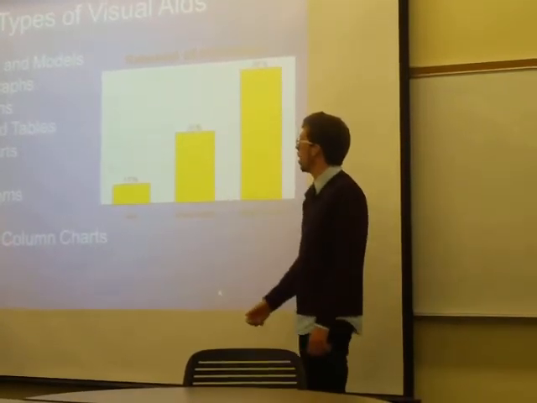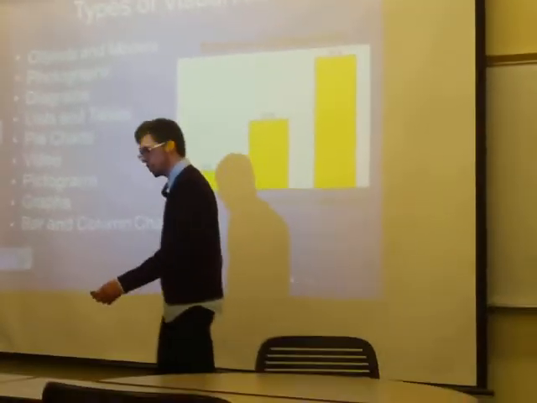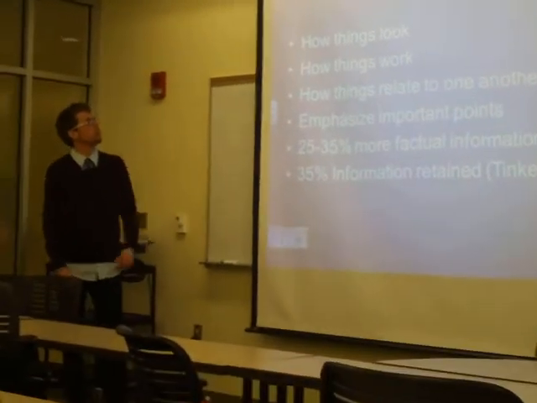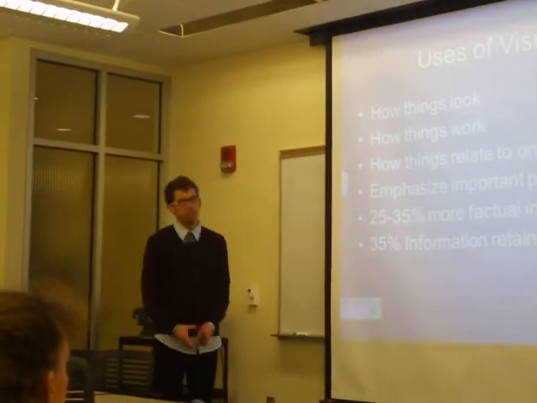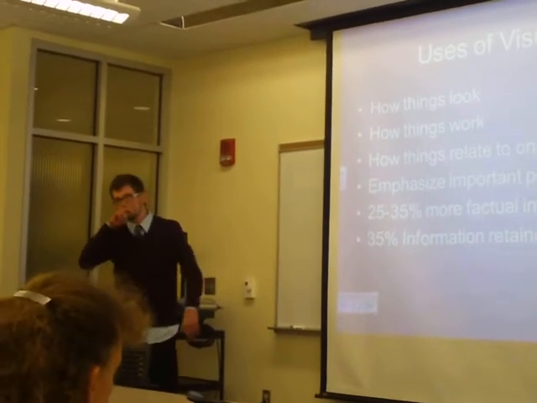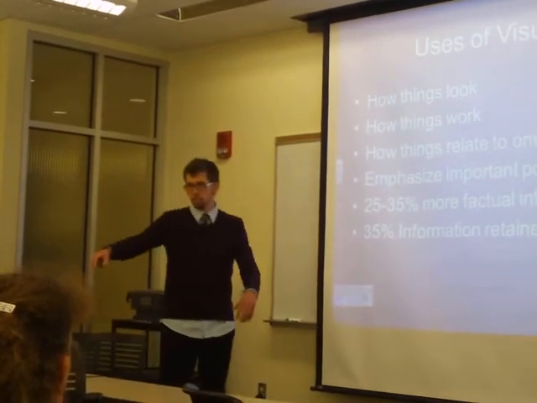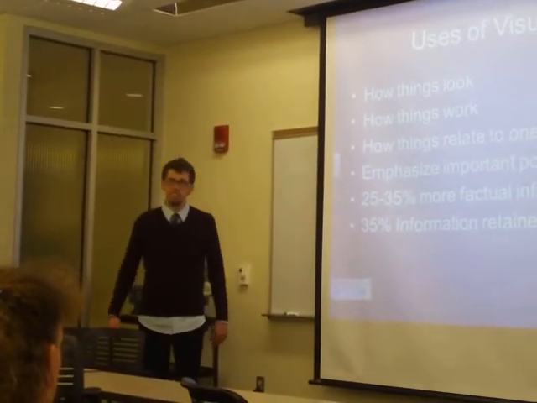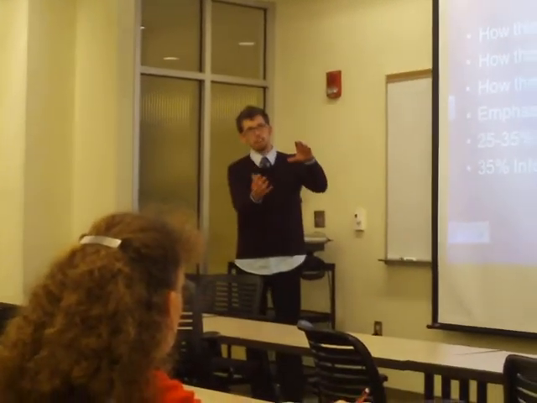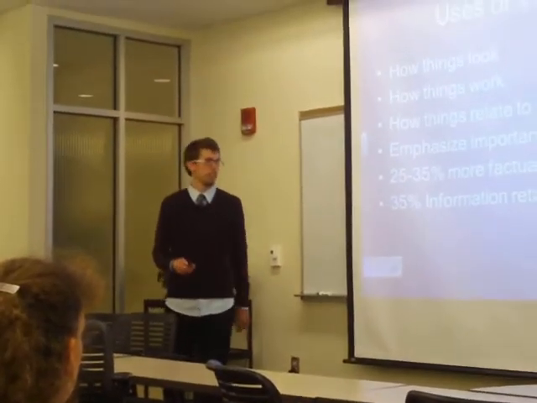Some different types: objects, models, photographs, videos, bars, and column charts, as shown. And uses of visual aids, how things look. If you're trying to tell people about a house or a room, and you're saying, well, yeah, this room is next to this room, and that's pretty big. If you use a picture and lay it out like a floor plan, people are going to be able to see it. Like, oh, okay, now I see what you're saying.